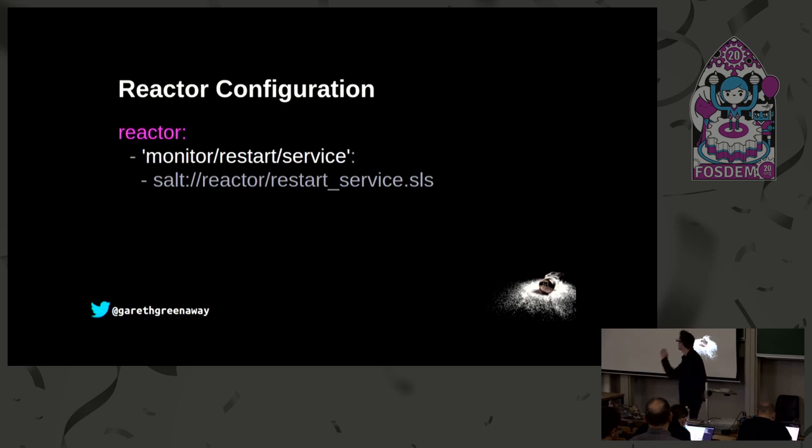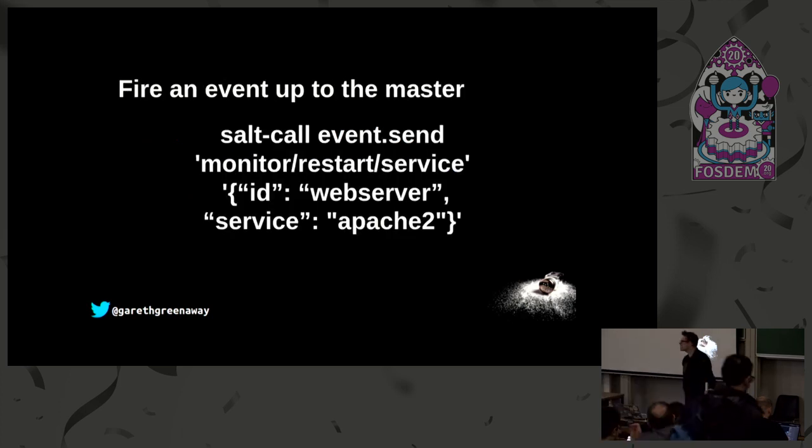Here we have a reactor system that is looking for the event monitor/restart/service. And when we see that, we want to run the reactor file restart_service in the reactor directory. So if we fire an event on the master that says salt-call event.send monitor restart service, the ID is the minion that we want to target, in this case web server, and the service is Apache 2.